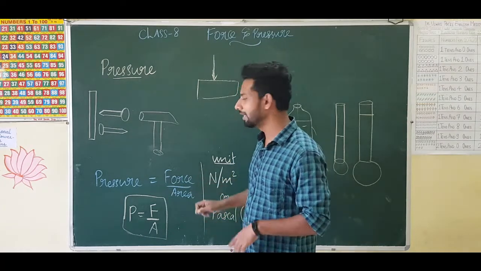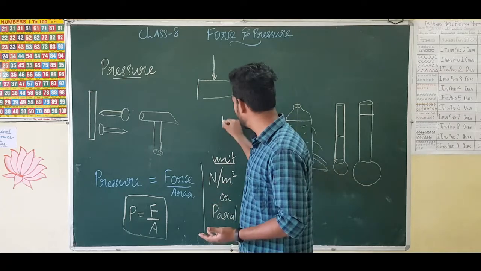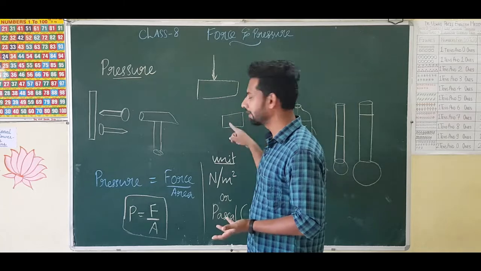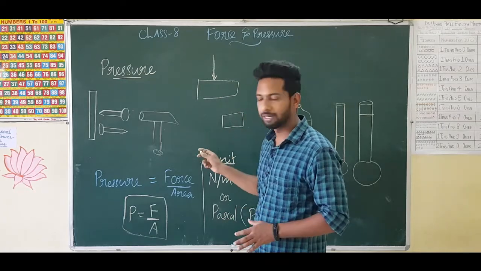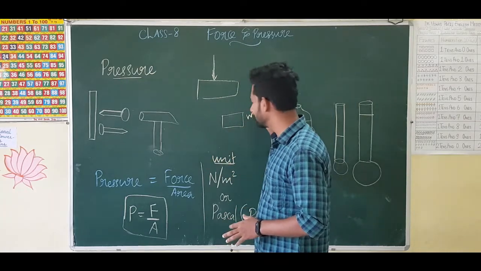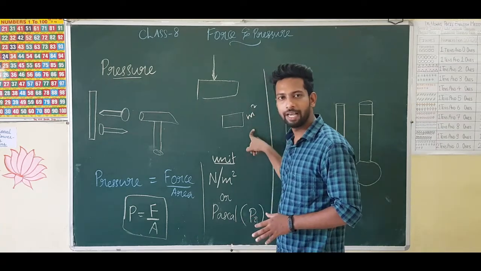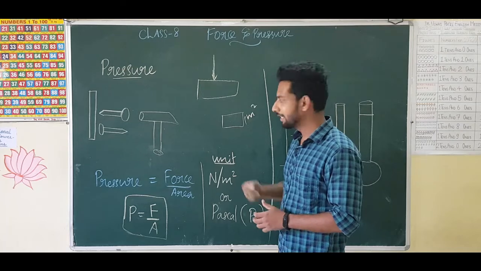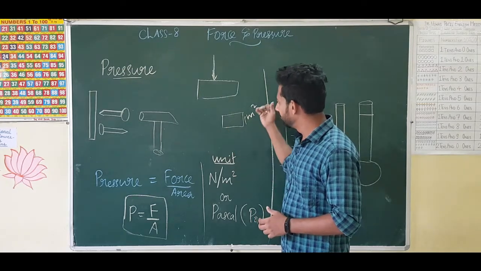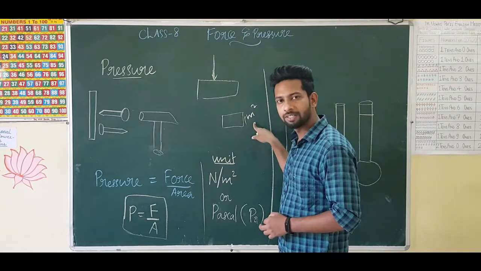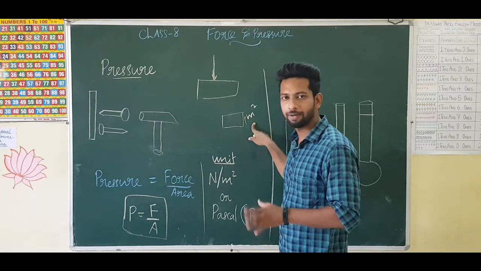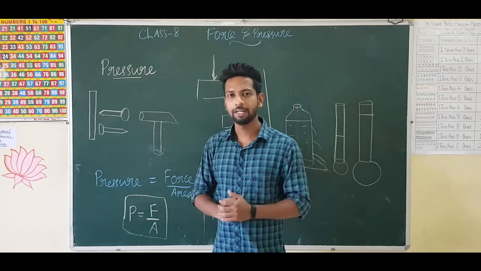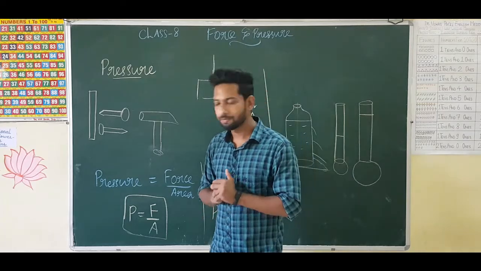And what do we mean by unit area of surface? We studied area. What's the equation to find the area of a rectangular thing? That is length into breadth. What is the unit of area? Meter square. That is the SI unit of area. The unit area of surface means 1 meter square area. That means the force acting on a 1 meter square area of surface is known as pressure. Okay, so this is our definition: pressure is the force acting on a unit area of surface.